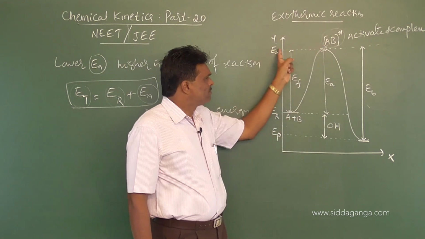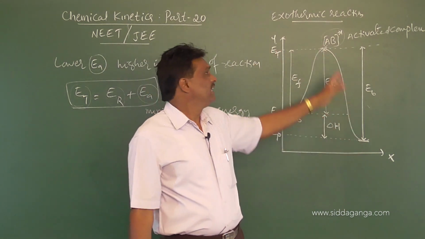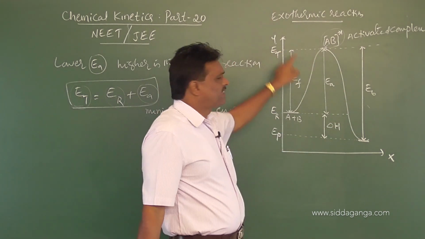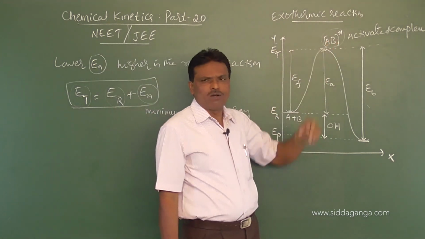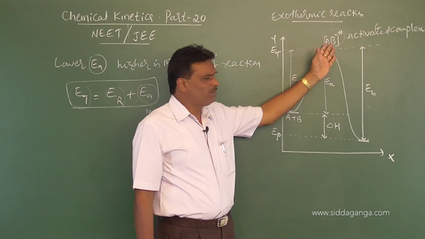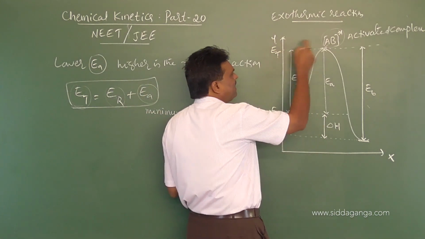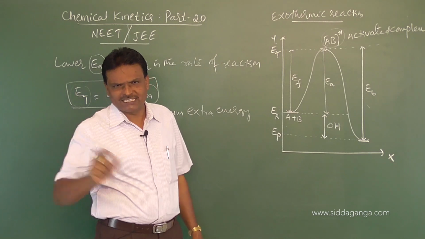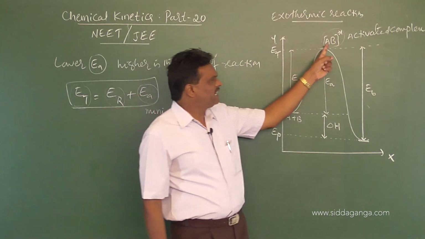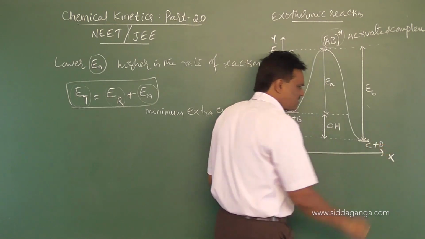So their energy becomes equal to the threshold energy, the energy of the activated complex, or the transition state, or the intermediate compound. This activated complex is formed by effective collisions between the reactant molecules. Since it has higher energy, its stability is low, that is, it is highly unstable. It is a state which exists in between the reactants and products. C and D are the products.